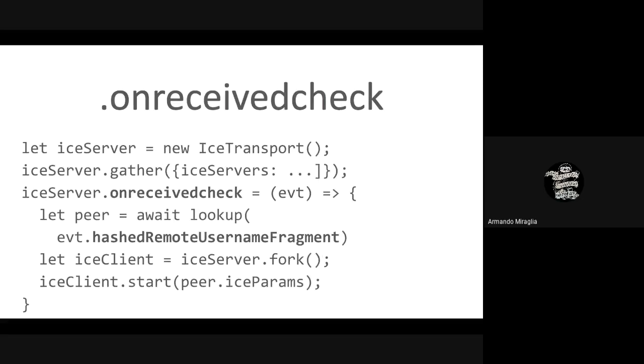Next slide. So this is the mind-blowing one. Basically, you would listen to an event, and the event would have perhaps a hashed remote username fragment, and then you would take that thing and send it off to some lookup, and then that would give you back the ICE parameters that you need.